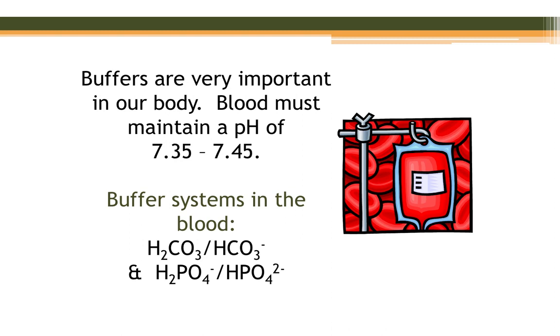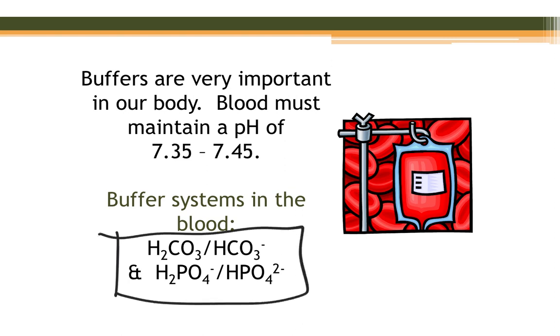So here are the two buffer systems that are in the blood. They're listed down here. Blood needs to maintain a pH slightly above 7. And so in order to do that, the bicarbonate and dihydrogen phosphate buffer systems are both present. So it can either absorb or release hydrogen or hydroxide ions to kind of maintain that neutrality. So this is something that you see quite a bit.